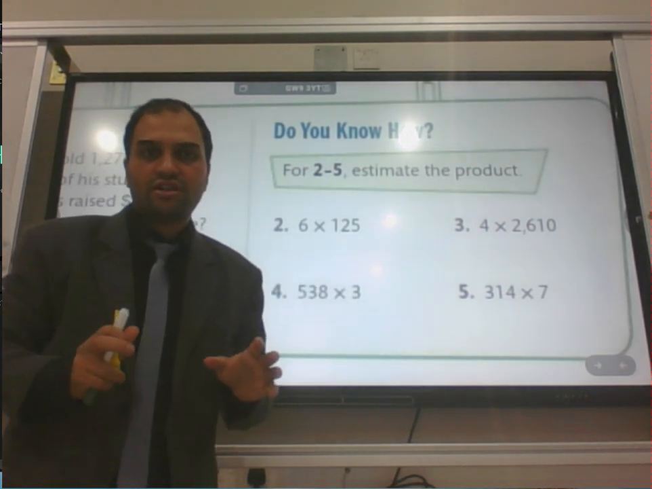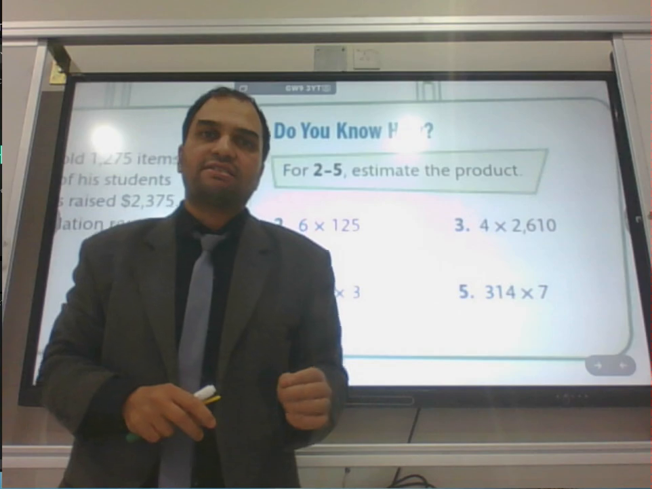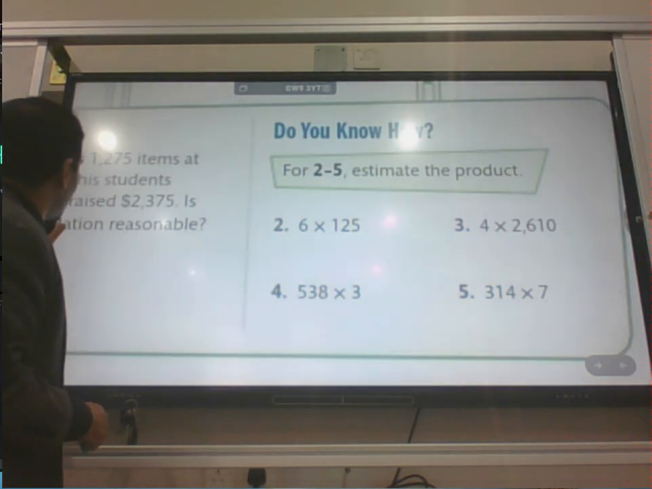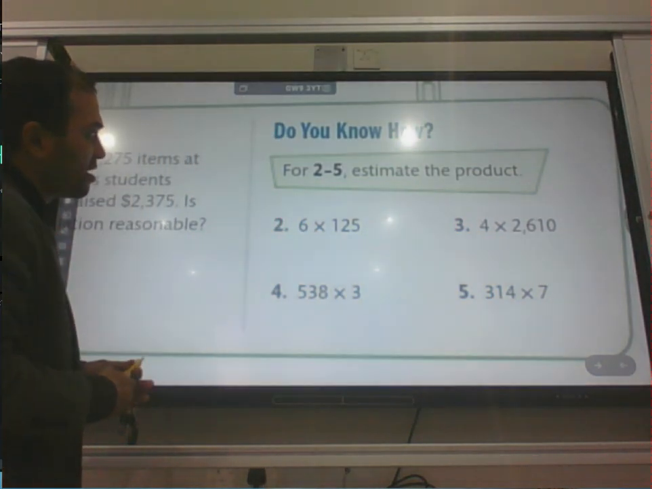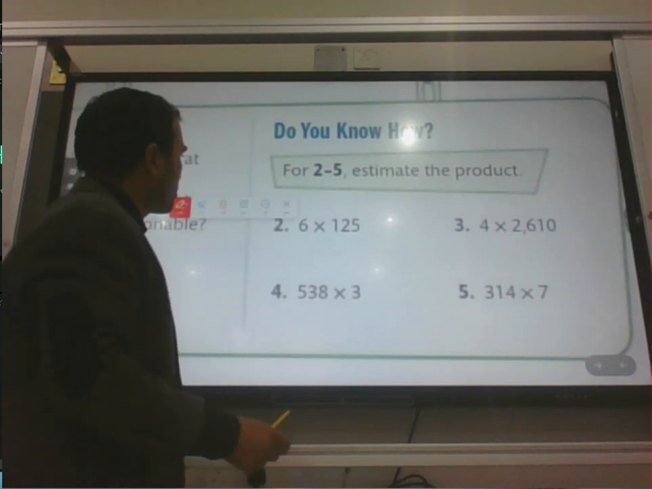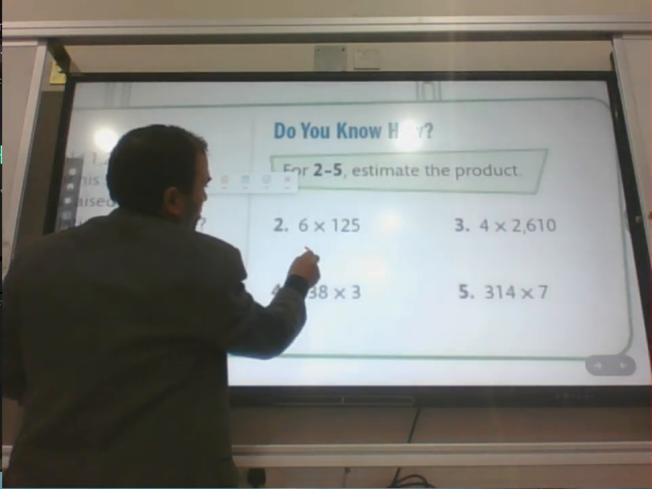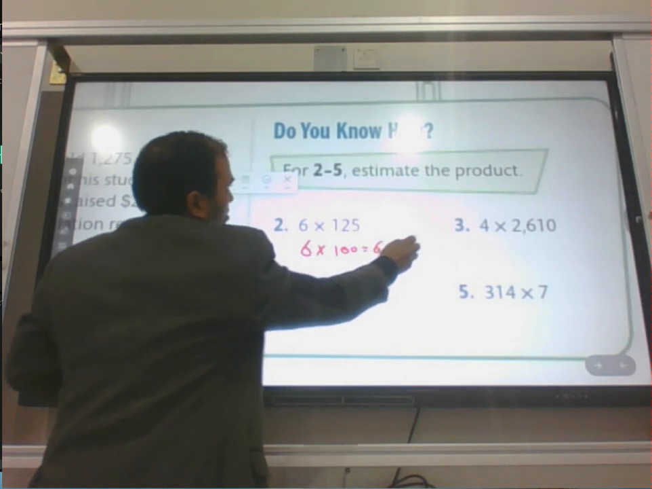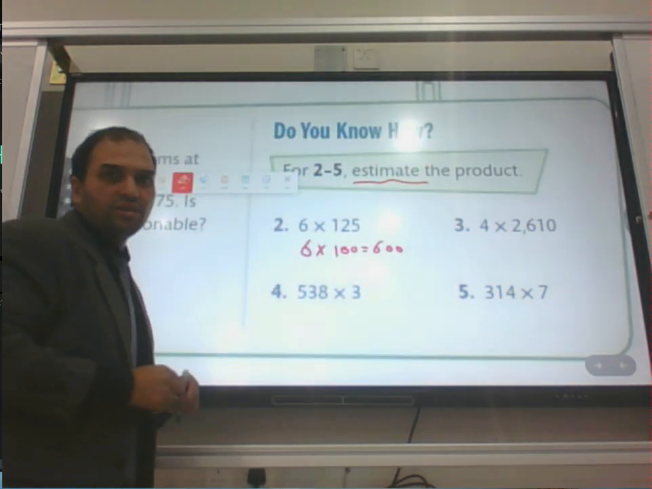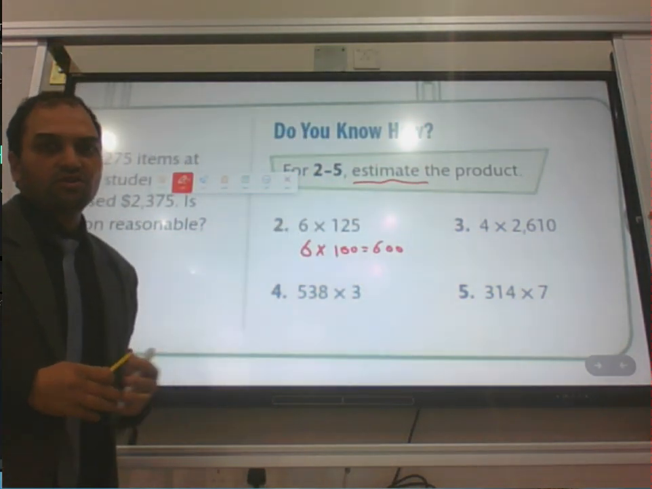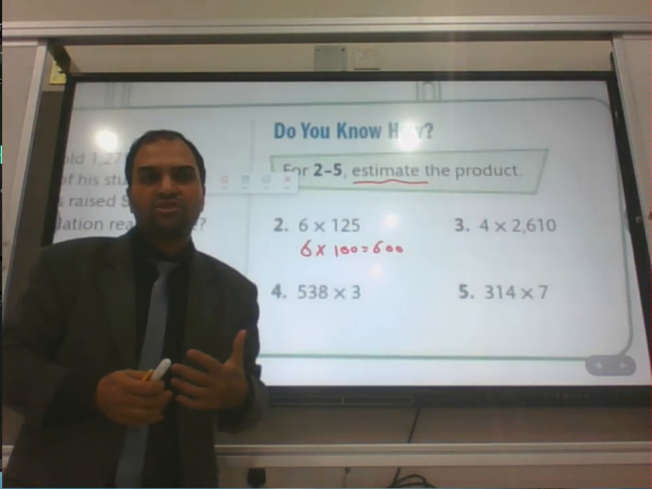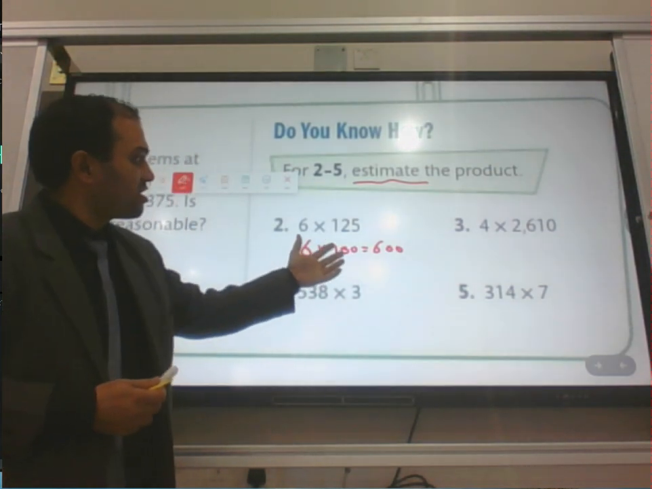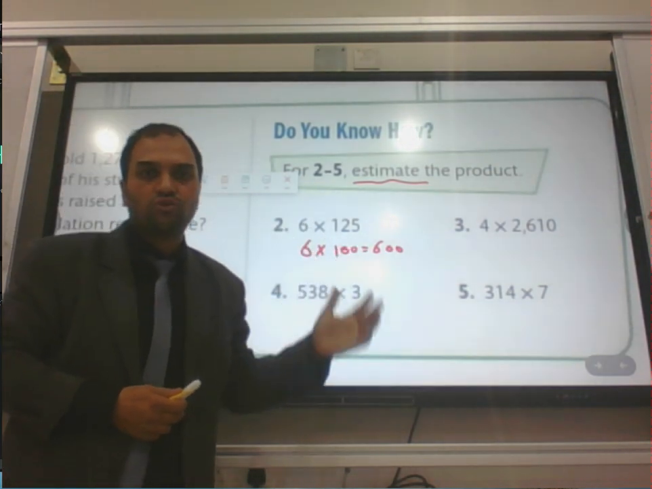So I will compare the actual number and the estimation. Look here, what is this? First, 6 times 100 will be 600. This is the estimation of the product of 6 and 125. The product is simplified here to 600 because 125 rounds to 100.